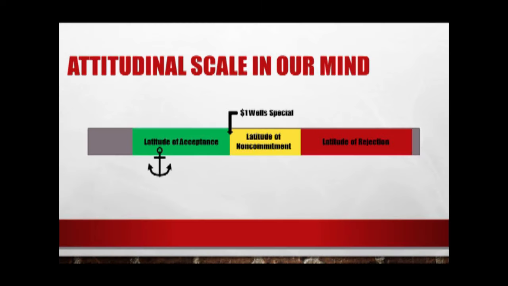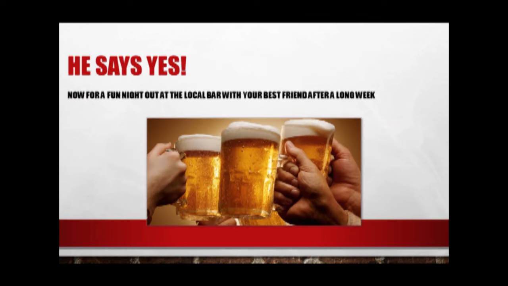The best way to persuade him is to choose statements that would fall in his latitude of non-commitment or on the edge of his latitude of acceptance. For example, you could say, "I know you don't have a lot of cash, but the bar has dollar wells tonight." Or, "Well, how about if I buy tonight?" This way, you get to go out with your friend and he saves money.